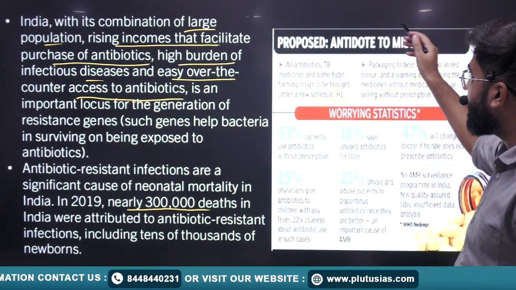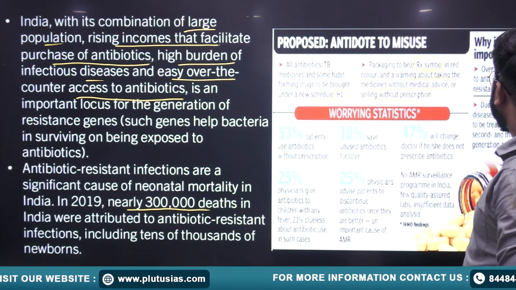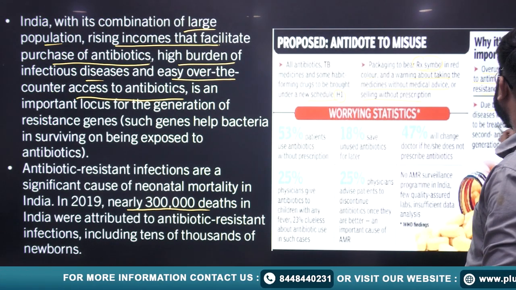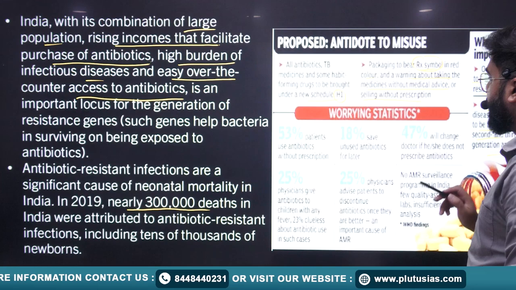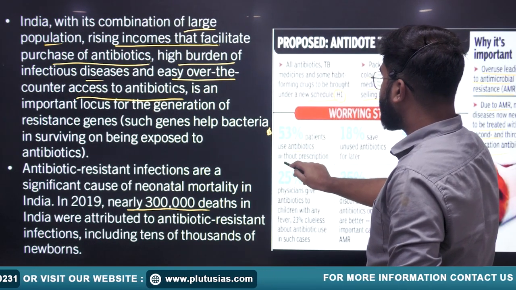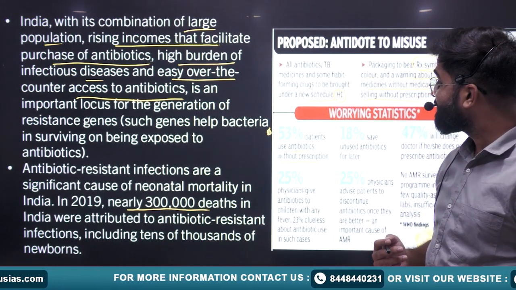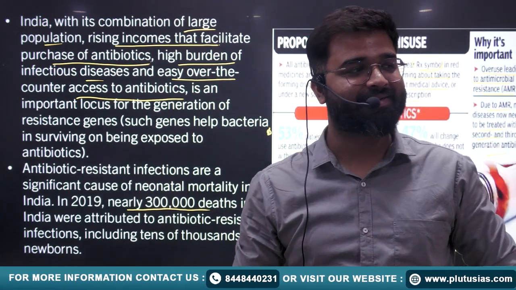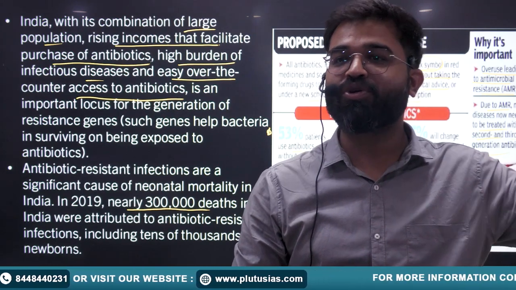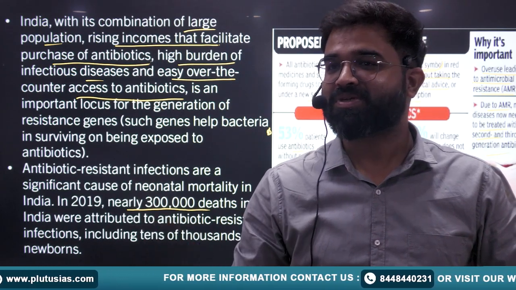Okay, which is the antiviral, antimicrobial or antibiotic. Okay. Then why is it important? Overuse leading to antimicrobial resistance, due to AMR many diseases now need to be treated with second or third line drugs. Worrying statistics: 53% of patients use antibiotics without prescription. This is the first thing. How many? 53%. Including us. Okay. In fact, I used azithromycin last week, okay, without prescription.